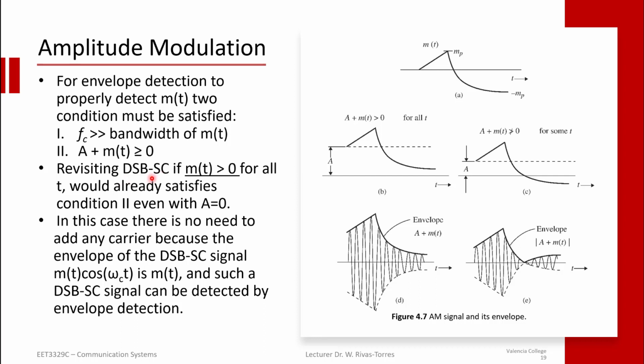Now, if you ever had a double sideband where m(t) is greater than zero for all t, then you already satisfy condition number two, and you're done. There's no need for A; you can leave A equal to zero and you still satisfy it. So for double sideband suppressed carrier, as long as the whole information signal is greater than zero, you're fine. You don't have to do anything special. And actually, at that point, you really can't tell it apart from AM.